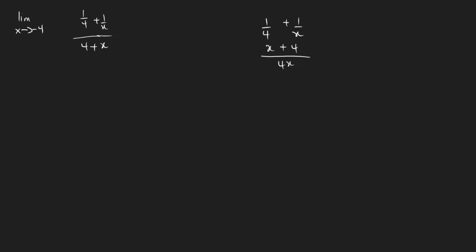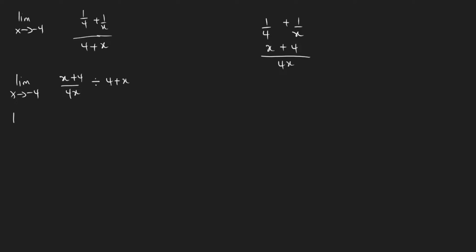So you have x plus 4 divided by 4x. So let's write the function. I'm going to have the limit as x approaches minus 4 of the function x plus 4 divided by 4x, all this divided by 4 plus x. So you have to reciprocate what you have here, right?